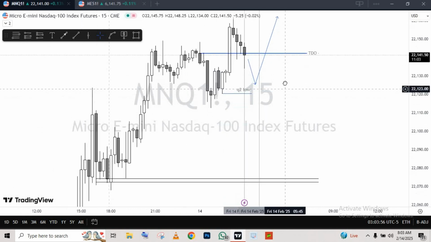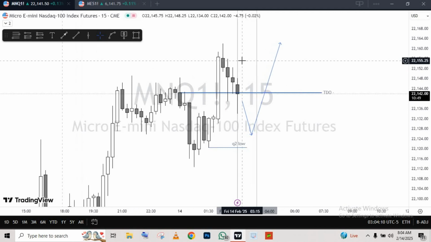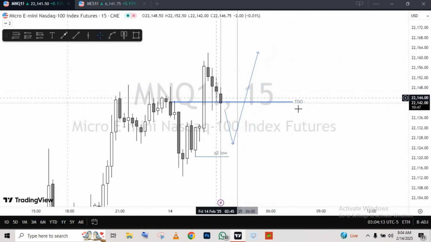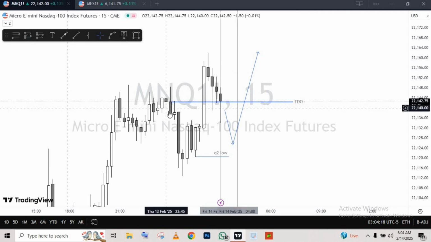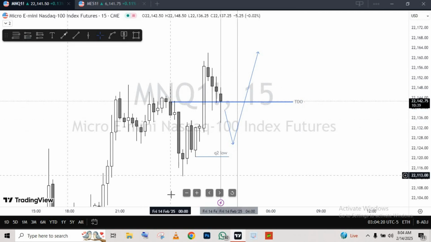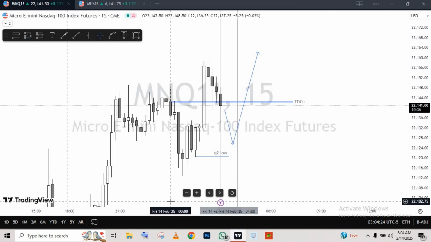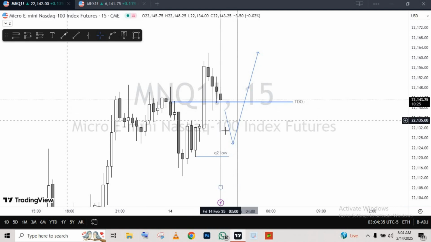So that is all that I'm waiting for. Currently price is trying to go below the true day opening price. That is the opening price at New York midnight. On this candle, you can see all the way down here, this is Friday, 14th February 2025, New York local time, midnight. I want to see manipulation, and I will take a buy to the upside.